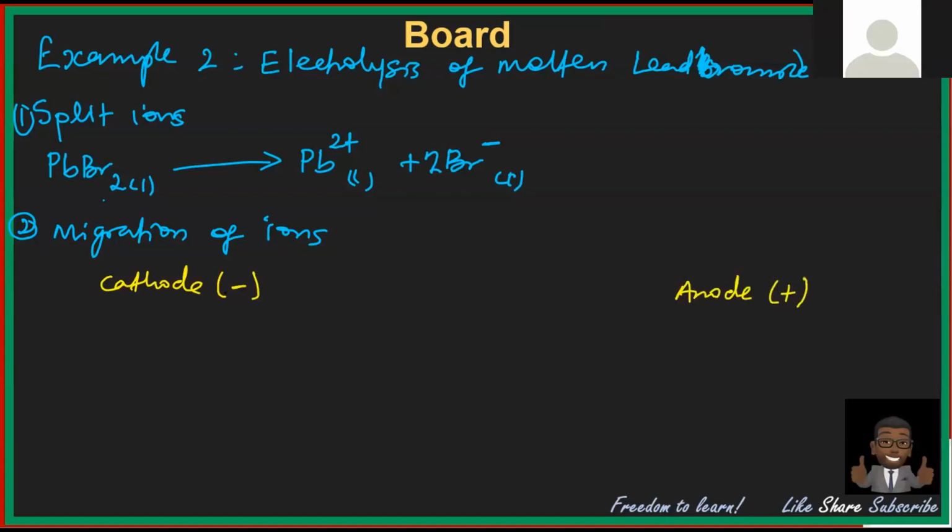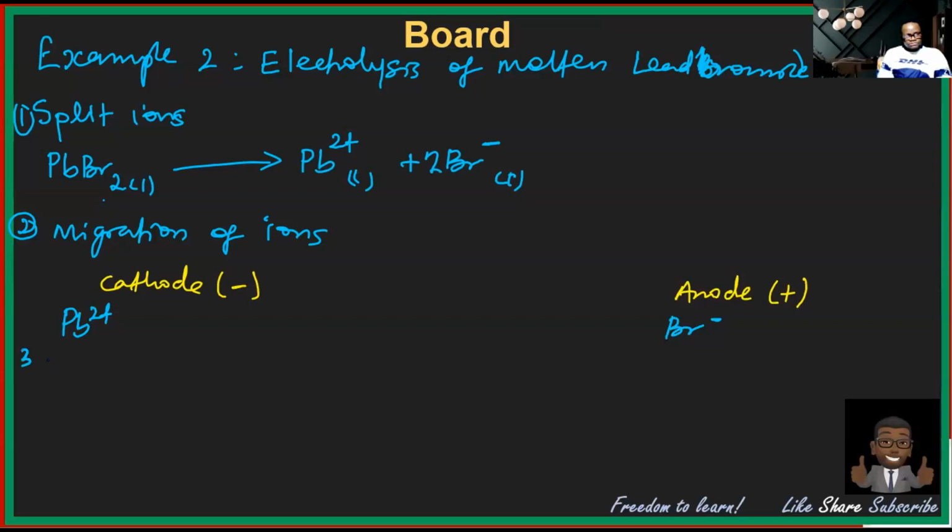Okay. So which one will migrate to the cathode? So it will be the lead. The lead. Yes. Okay. Pb 2 plus comes here. Okay. So which one migrates to the anode? So the bromide. Br minus. Okay. So step 3, discharge.